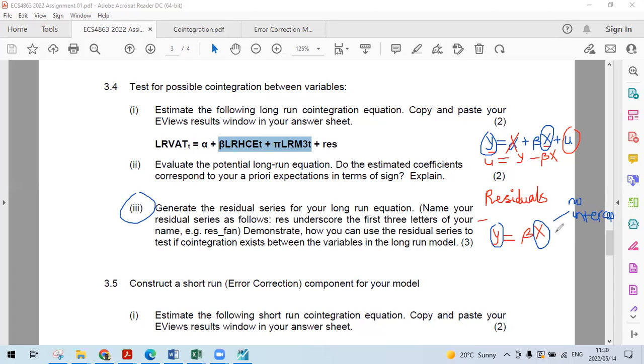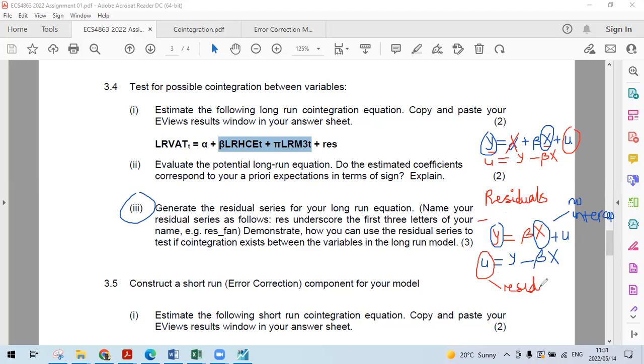Now, we are saying plus u. We want to make u the subject of the formula. It will be u is equal to y minus beta x. What am I doing here? I'm making the residual series. I'm processing the residual series.